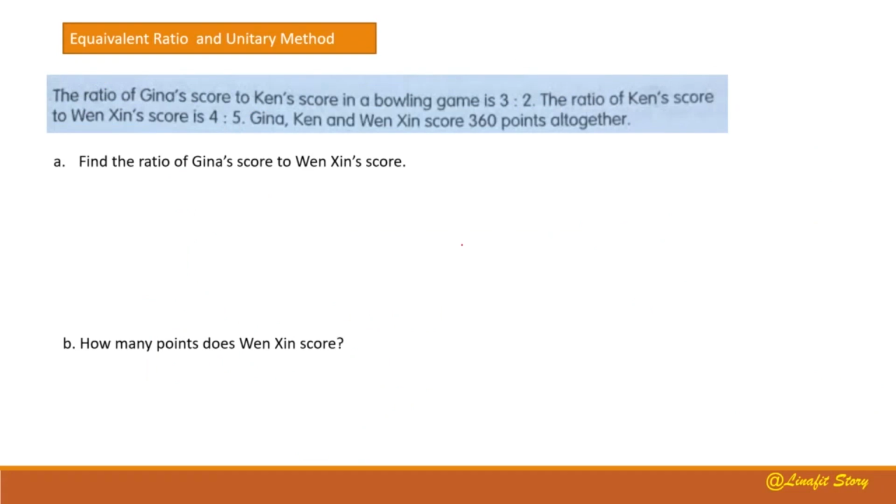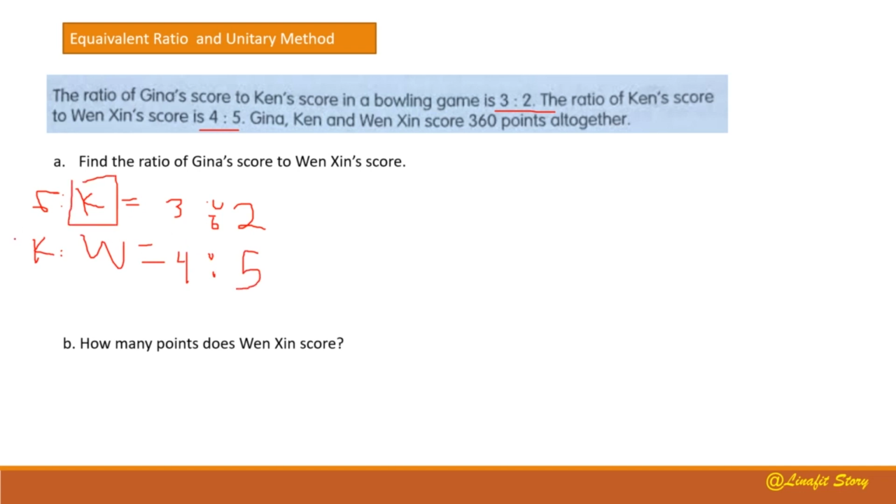The ratio of Gina's score to Ken's score in the bowling game is 3 to 2. The ratio of Ken's score to Wensen's score is 4 to 5. Gina, Ken, and Wensen scored 360 points altogether. Question A. Find the ratio of Gina's score to Wensen's score. So over here we know that there are 2 ratios. Between Gina and Ken is 3 to 2, while Ken to Wensen is 4 to 5.